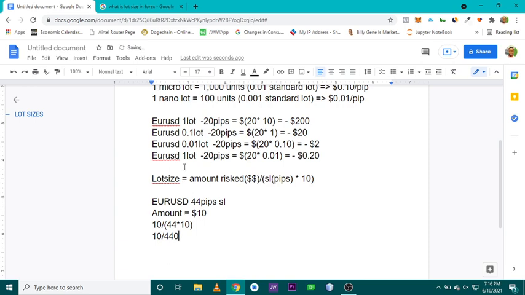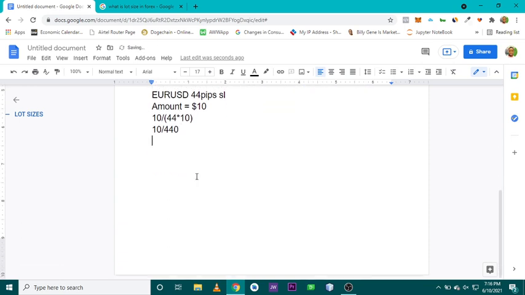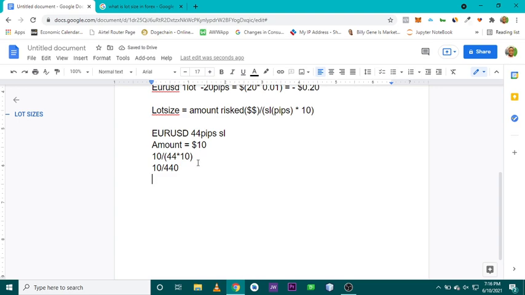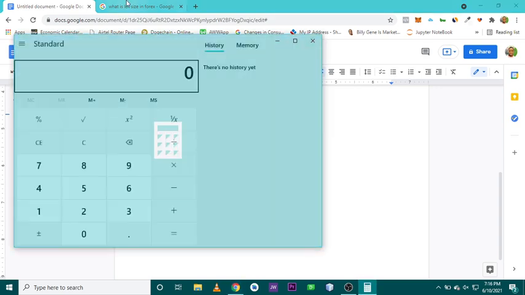Sorry for the math, it's just part of the things you can use for it. So 10 divided by 440, let me bring up my calculator real quick.